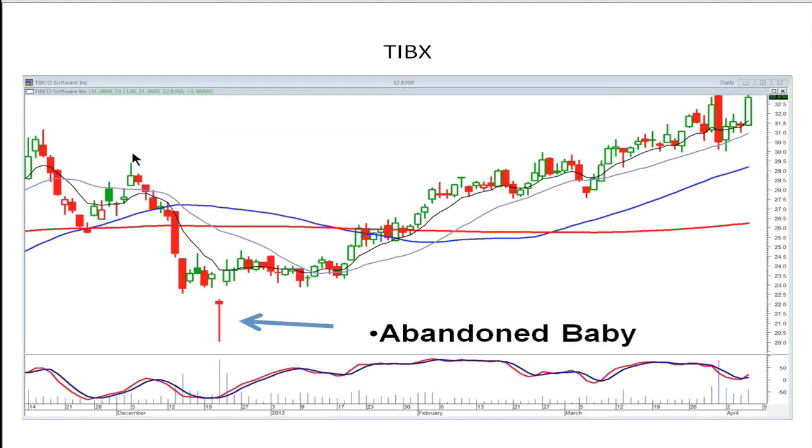There's your banded baby. Where do most people sell? They panic sell at the bottom. A doji hammer gap up tells you there's been a drastic change of investor sentiment.